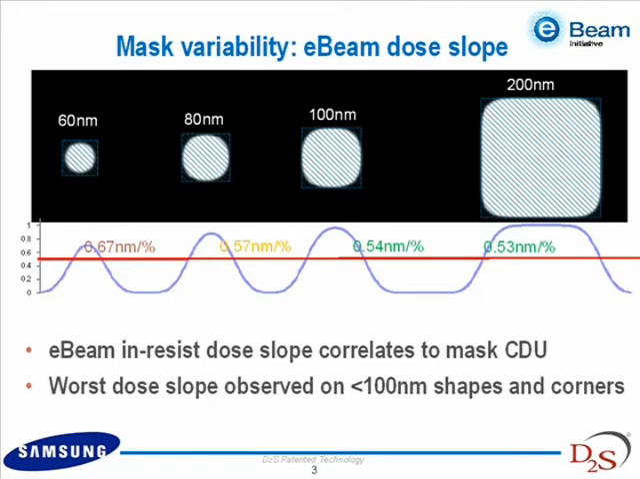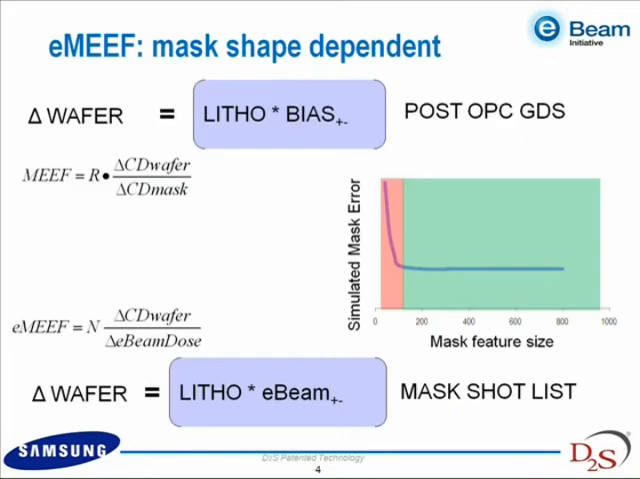If so, we can conclude that mask error will actually depend on the mask shape. The larger shapes would have smaller errors, and smaller shapes would have larger errors. That is not built into the common MEEF function. So with that in mind, we will introduce a new concept, eMEEF. eMEEF is eBeam-driven mask error enhancement factor.